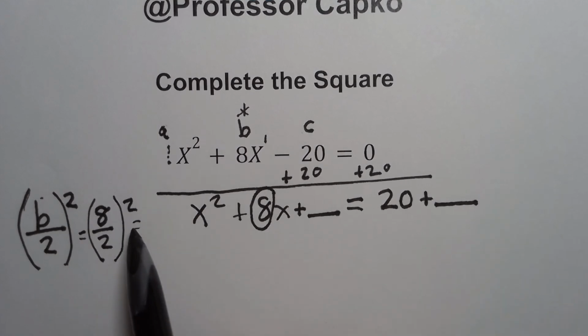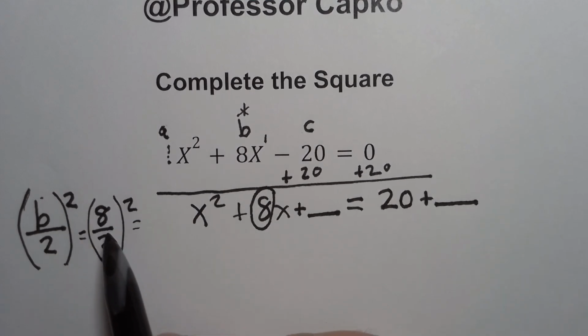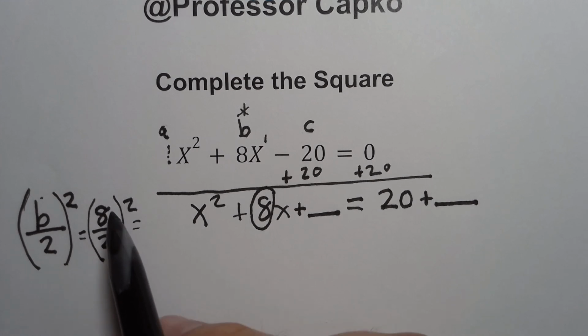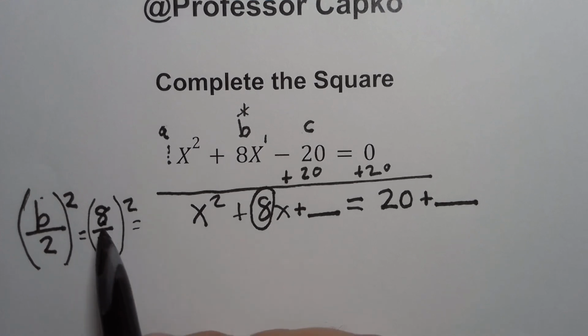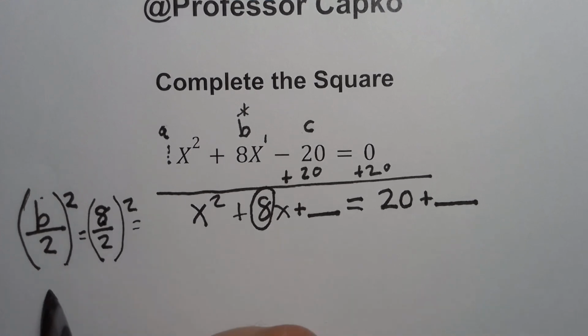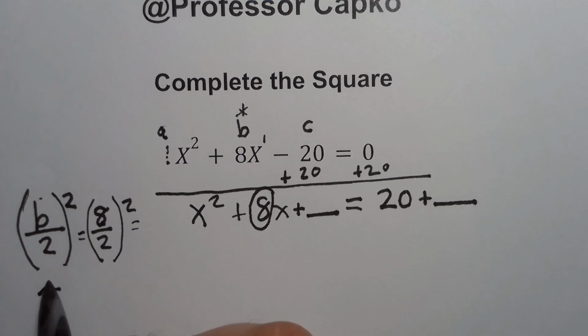Let's take the next step. Let's divide this first, because PEMDAS, or please excuse my dear Aunt Sally, says we're going to do what's inside the parentheses first. We take 8 divided by 2 is 4. So I'm going to continue it down here. We have 4, and that is going to be squared.